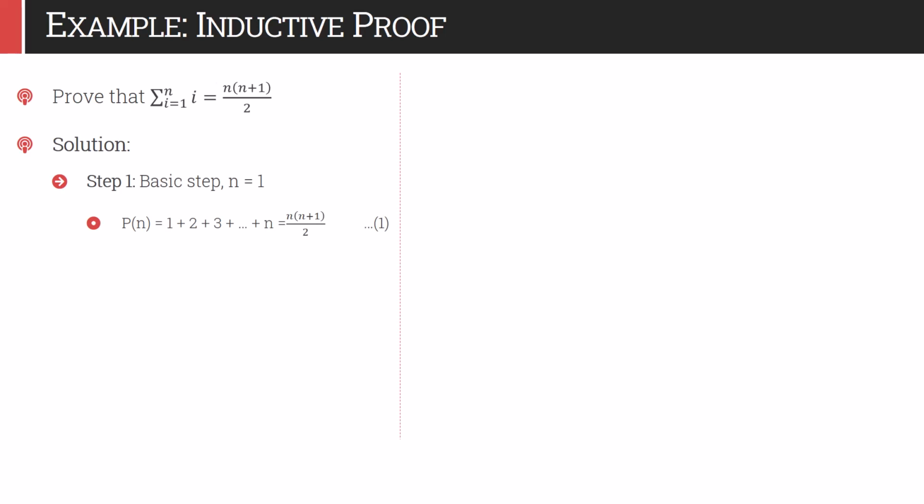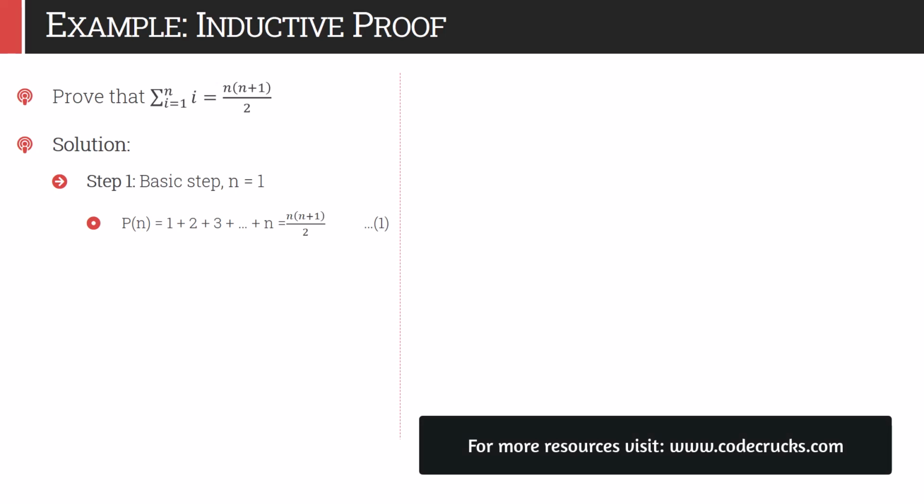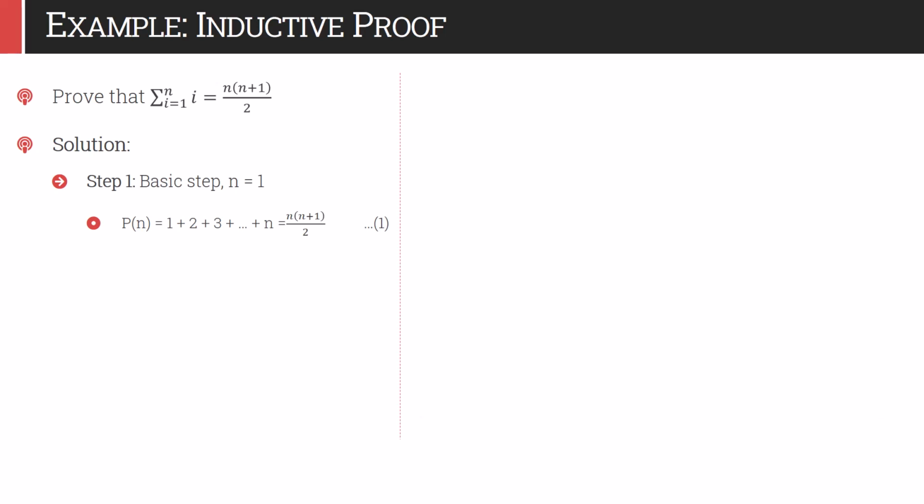So our P of n, that is the statement to be proven, is nothing but 1 plus 2 plus 3 up to n is equal to n into n plus 1 by 2. This statement we have to prove. Let us call it equation number 1. For n is equal to 1, the LHS of the equation would be the sum of i from 1 to 1, because now we have assumed n to be 1, and we have to sum all the i's over this range. So it is having only one possible value of i, which is 1.